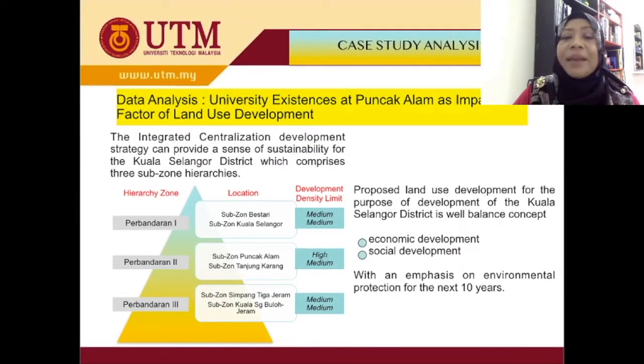Therefore, for the second data analysis, I go for the impacts on land use developments. By the integrated centralization development, we can see the Kuala Selangor district will comprise 3 zone hierarchies. Puncak Alam falls under Perbandaran 2, and the development density is high. This is because of the proposed land use development in the Kuala Selangor district, as a well-balanced concept for economic development and social development, covering the protection of the next 10 years.